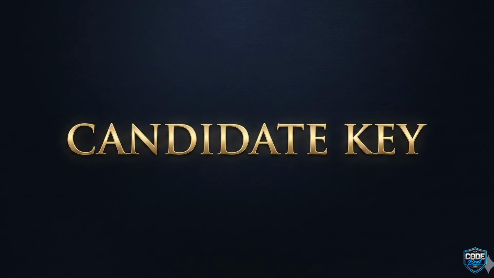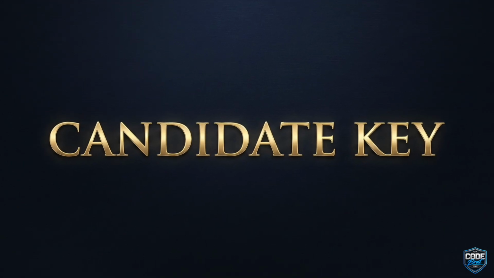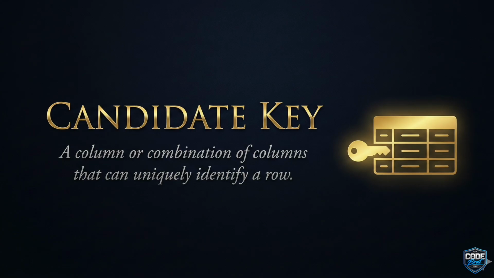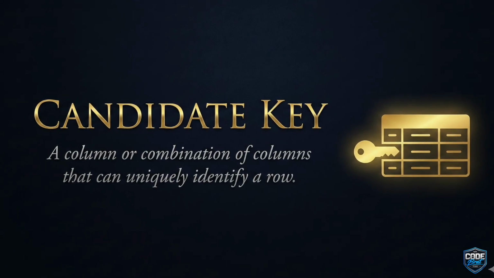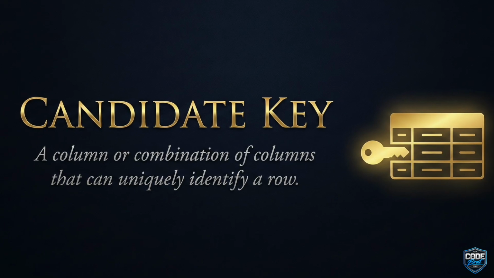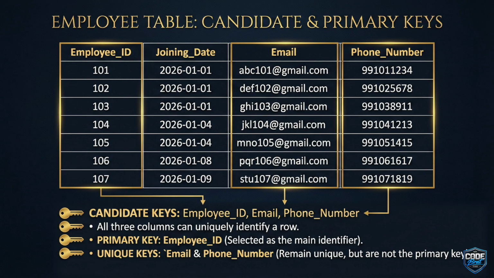The second type of key is called a candidate key. Now what is this candidate key? All columns or combinations of columns that can uniquely identify a row are called candidate keys. Let's take an example of an employee table. Here, employee ID, email and phone number are columns that we can consider as candidate keys, because all these columns will be unique. Why? Because no two employees will have the same employee ID, phone number or email ID. Out of all these three, one becomes the primary key, but the others remain unique keys.